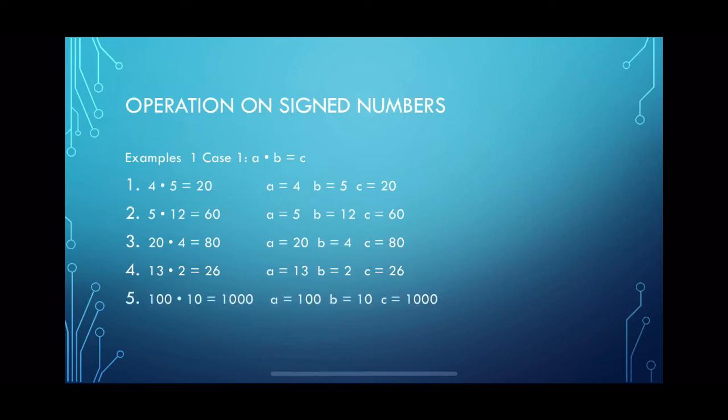For number 5, 100 multiplied by 10 is equal to 1,000, or can also be read as 100 times 10 is equal to 1,000. For A is equal to 100, B is equal to 10, and C is equal to 1,000.